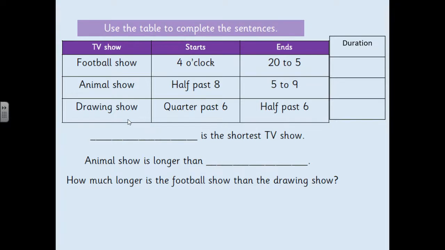Right, let's have a look. The football show starts at 4 o'clock, ends at 5:20, so that would have been 40 minutes. The animal show starts at 8:30, ends at 5:50, so the duration is 25 minutes. And the drawing show starts at 6:15 and completes at 6:30, so the duration was 15 minutes.